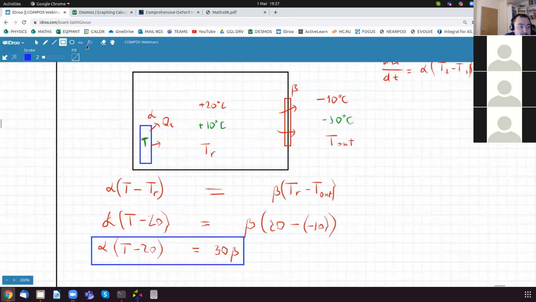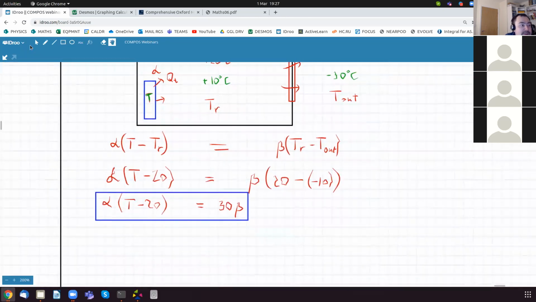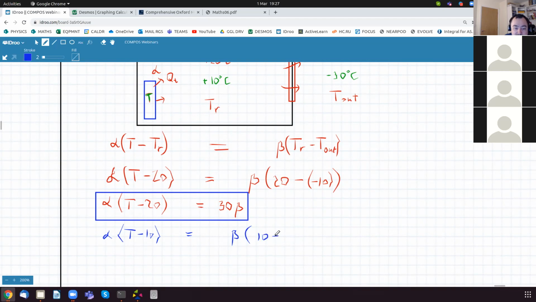Now we do the same for the other temperature. So alpha (T minus 10) is equal to beta (10 minus 30). So alpha (T minus 20), sorry, alpha (T minus 10) equals 40 beta. Again, that's the second equation.